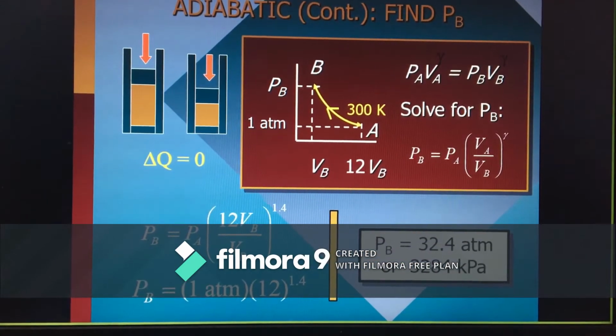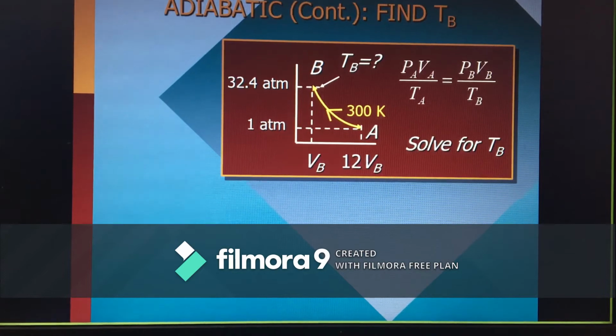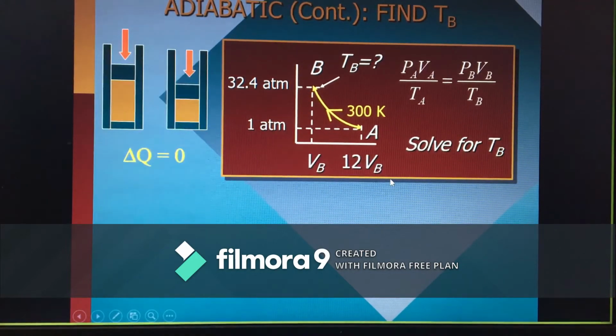Ano yung isang question sa problem, class? So we are asked to solve for the temperature. Okay, so solving for the temperature, again from this relationship, from this formula. Okay, so we solve for the temperature. Now solving for the temperature at point B, again this is the condition for adiabatic.